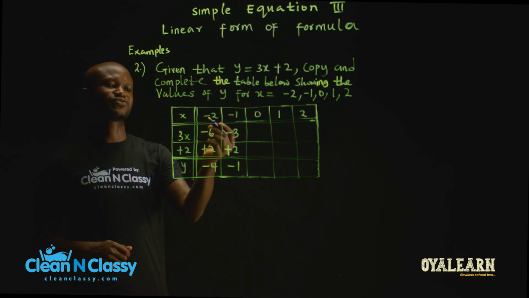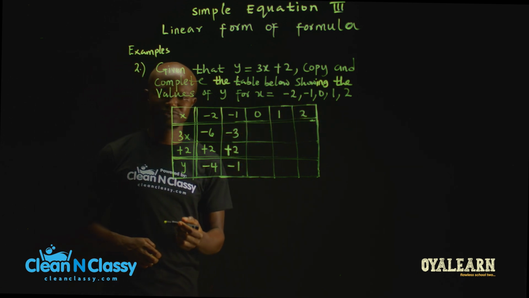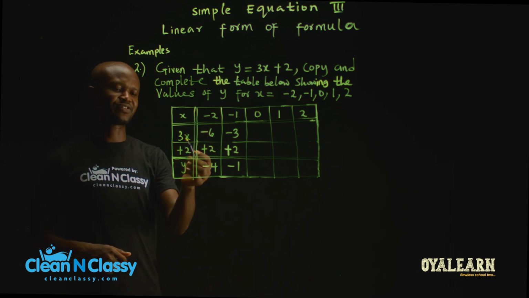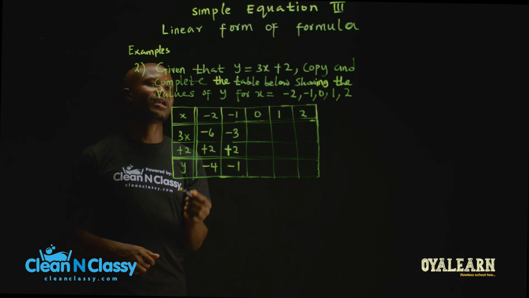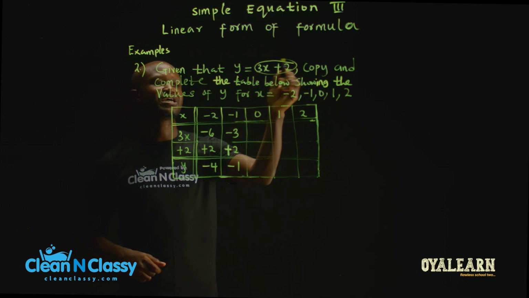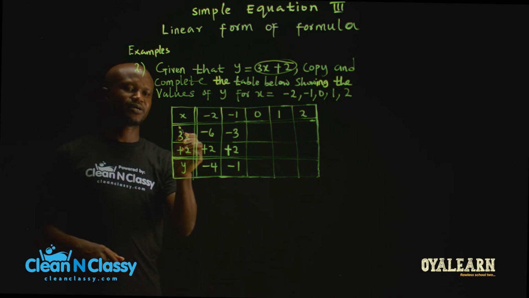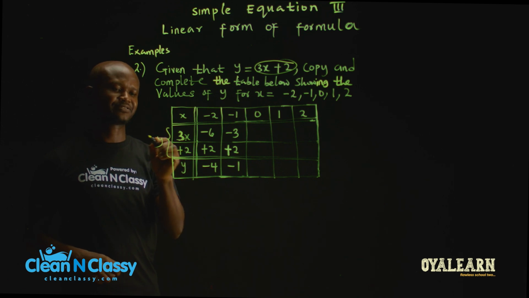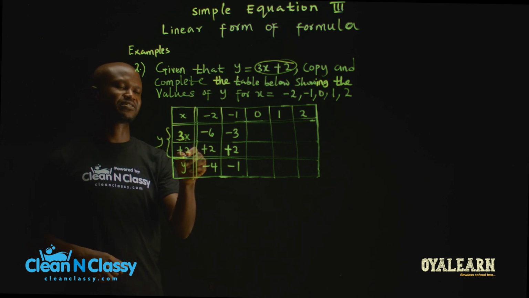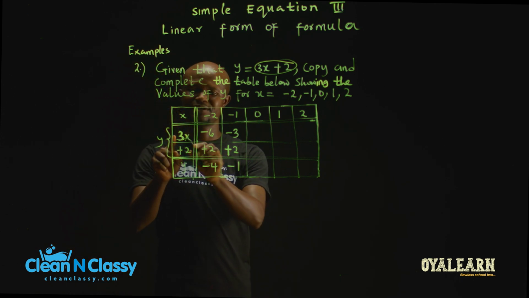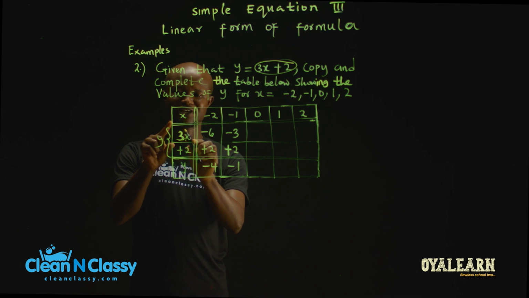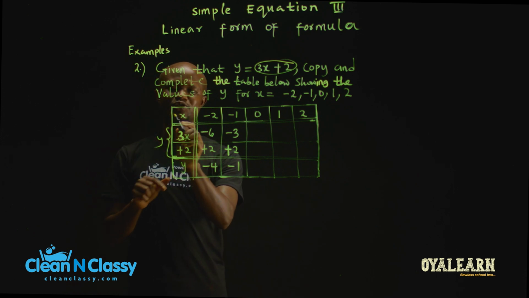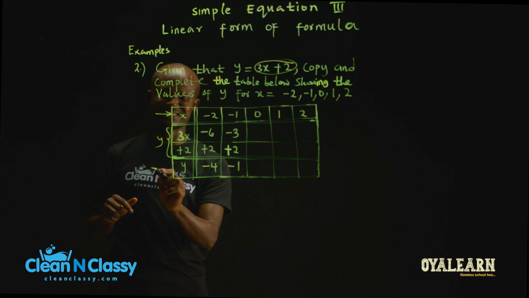We have the values of x from -2 to 2, and if you check this column, we have x here, we have 3x, we have plus 2, we have y. Now, looking at what we have here, y equals 3x plus 2. We split this into the first column dealing with the main calculation, and the second column. This one represents the inputs, while these are the outputs.